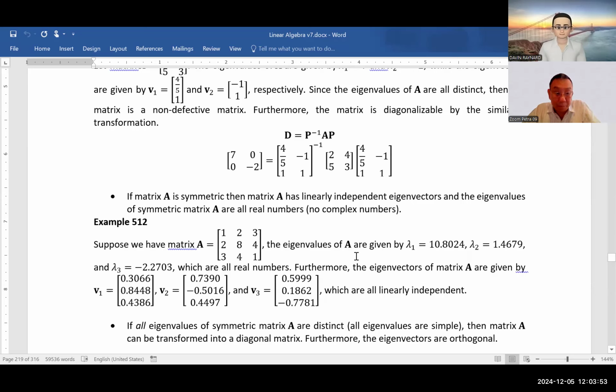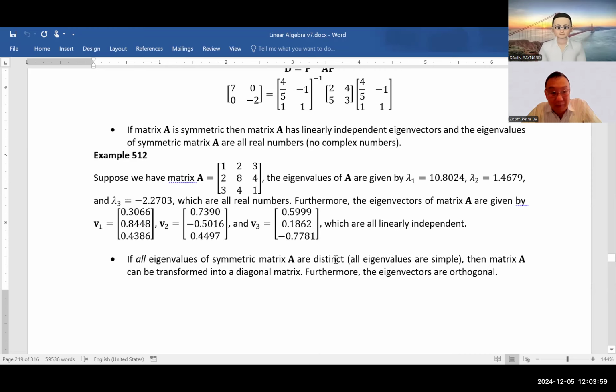Now, if all eigenvalues are distinct, simple, then they are diagonalizable. And not only that, not only linearly independent, they are also orthogonal. If they are distinct, then the eigenvectors are orthogonal.